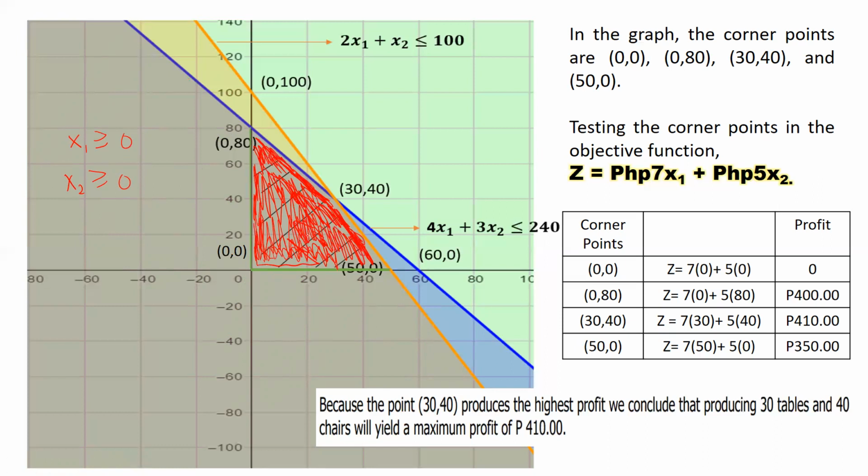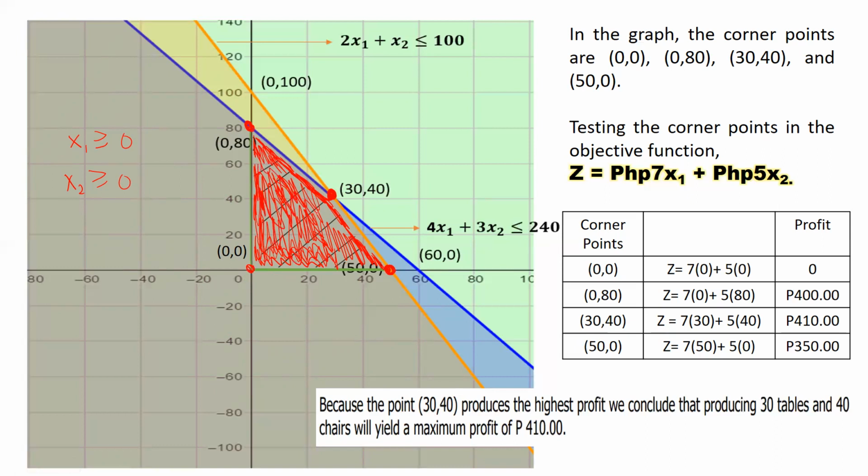Now with this, we are going to identify the corner points. The corner points are (0, 80), then this point of intersection, the one that we have solved, (30, 40). If you recall, this is the point of intersection of the two lines, as well as this point, which is (50, 0). And we also have (0, 0). So these are the corner points.